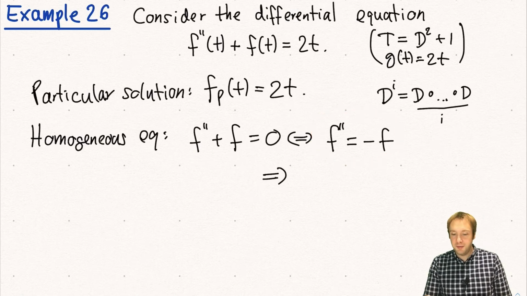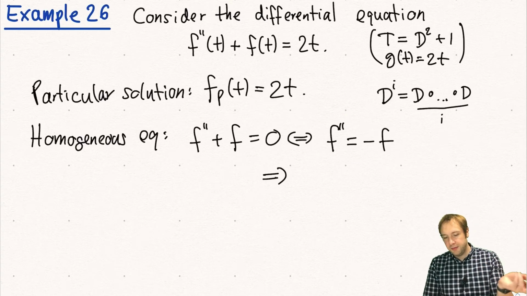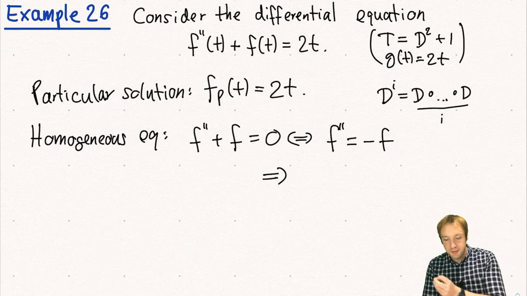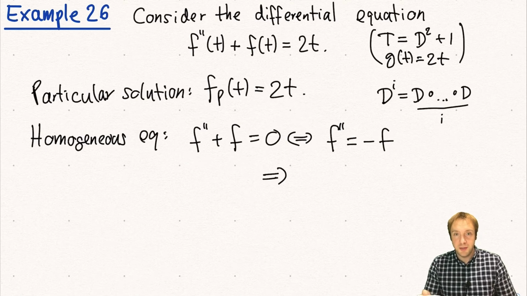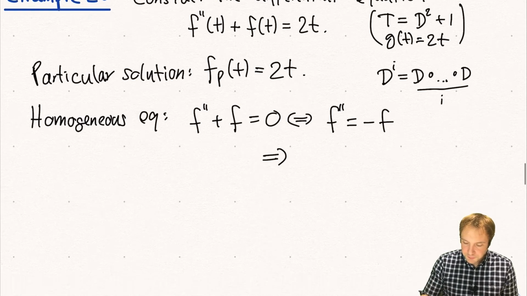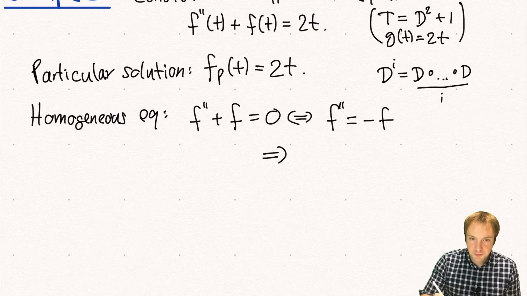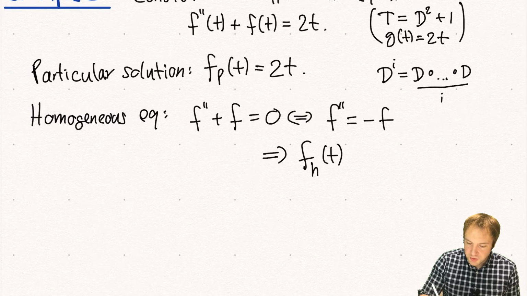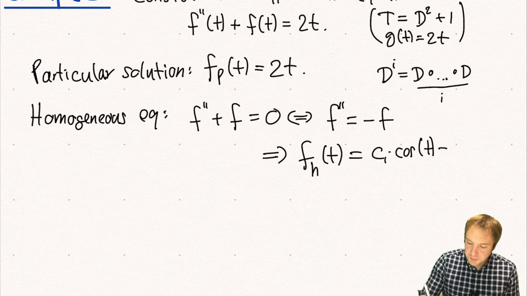And in this case, you probably know some examples for this. For example, the cosine and the sine satisfy this equation here, because if I take the first derivative of the sine, I get the cosine, and then I take again the derivative, then I get the minus sine, and therefore the second derivative is minus the sine. And therefore the homogeneous solution of this is given by some multiple of the cosine plus some multiple of the sine.